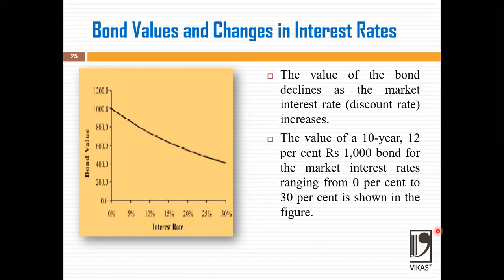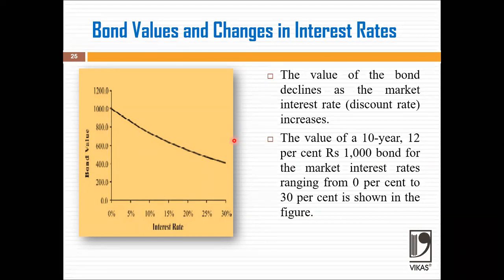Say for example, coupon rate is 12%, cost of interest rate in the market is 10%. Now the bond will be treated as premium or discounted bond? Premium or discounted bond. Right? The value of the bond declines as market interest rate increases, right?